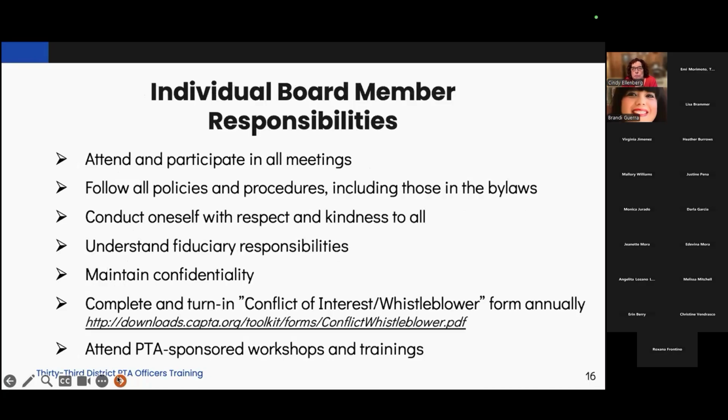As an individual board member, it's your responsibility to attend and participate in all meetings. You need to follow all policies and procedures, including those in your bylaws, and conduct yourself with respect and kindness to all. We don't have to be friends with everybody that we work with on our boards, but we need to treat each other with respect and kindness, whether it be at meetings or just simply being on campus. You need to understand the fiduciary responsibilities, maintain confidentiality for what is discussed at your meetings.